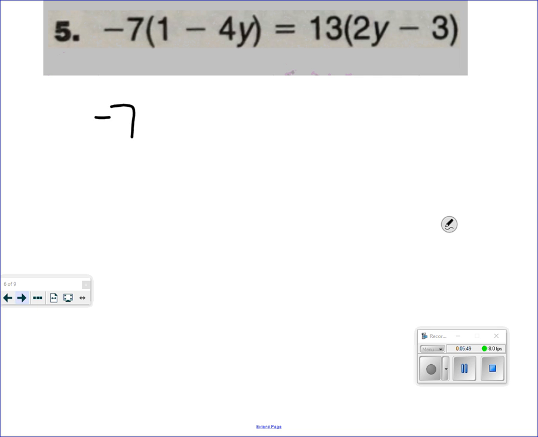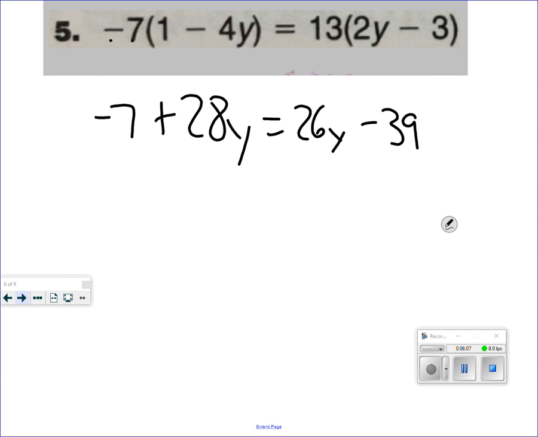Negative 7 times negative 4y is a positive 28y, because 7 times 4 is 28, but a negative times a negative will equal me a positive, equals 13 times 2y is 26y. 13 times a negative 3 will give me a negative 39. Because 3 times 13 is 39, but 13 is positive and 3 is negative, a positive times a negative equals a negative.